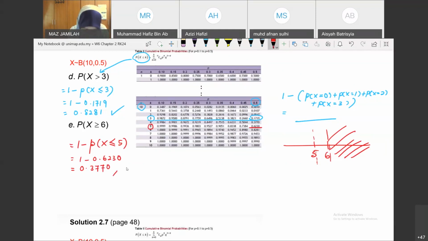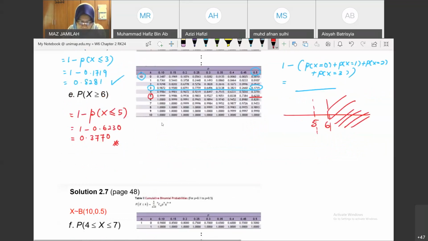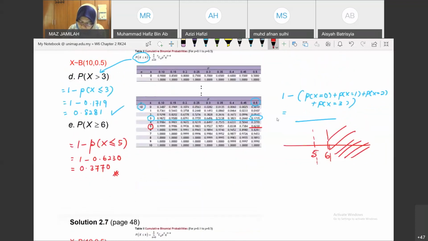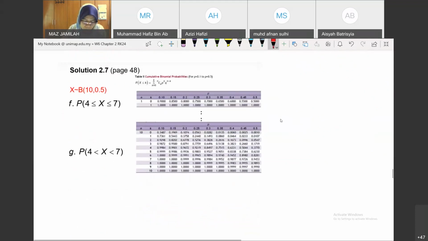770. Okay, easy, right? But this kind of question is always being asked in the assessment. So sometimes it will go back to your understanding of how you can use the table. Now, what if we have these two?